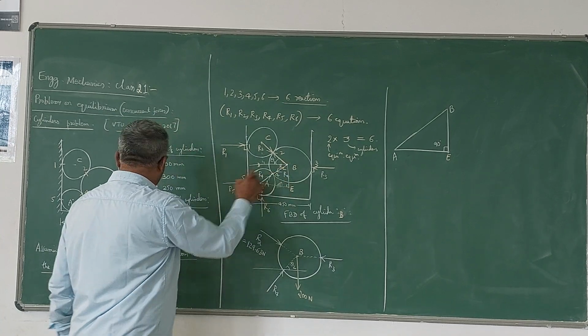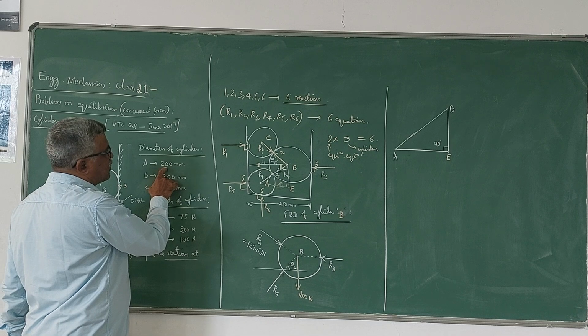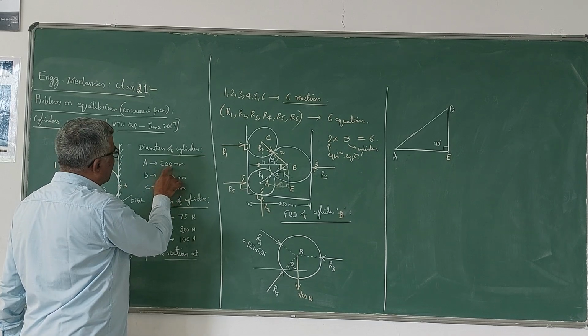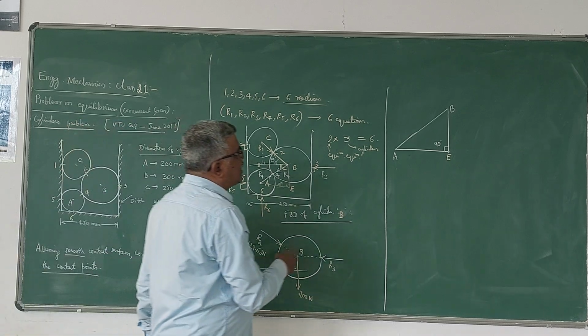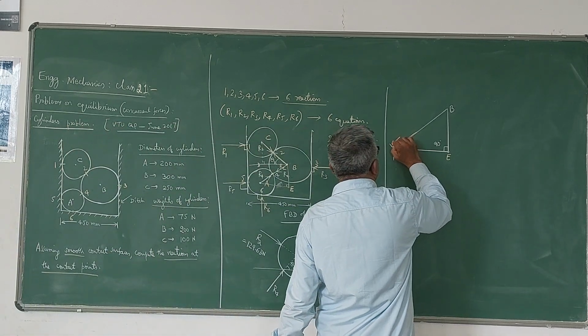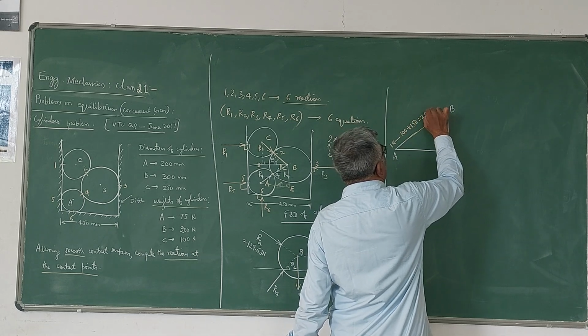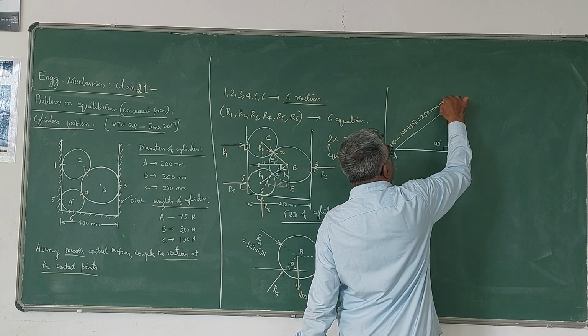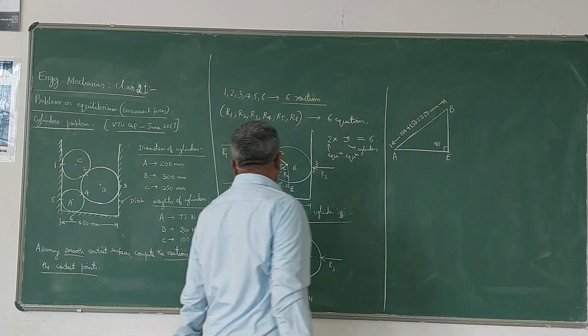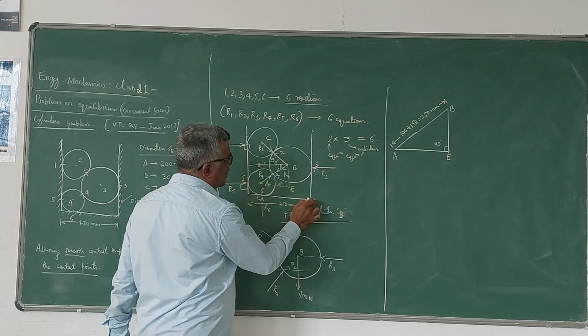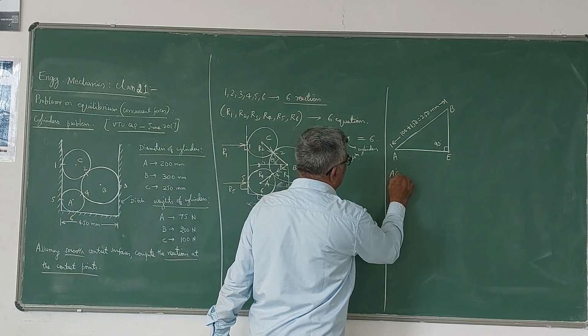So radius of A is 200 by 2, which is 100. Radius of B is 300 divided by 2, which is 150. 100 plus 150 is 250 mm. So that is the length of AB. Then I need this AE value.